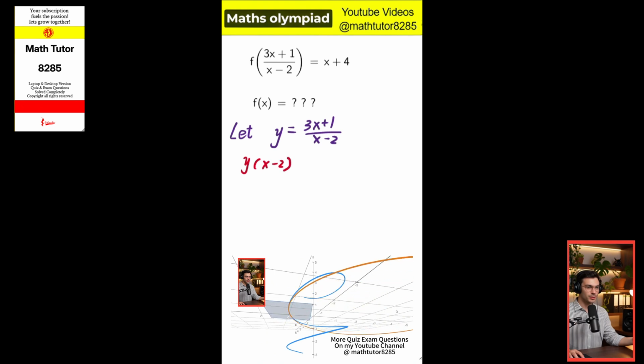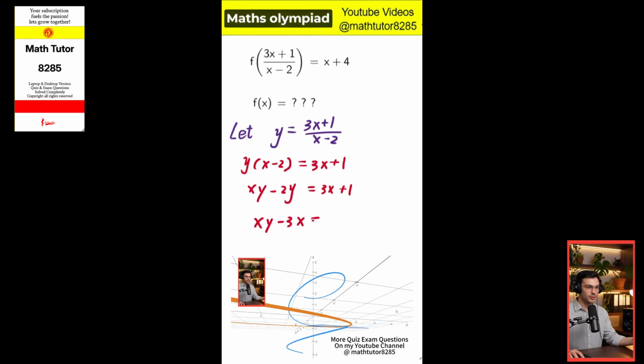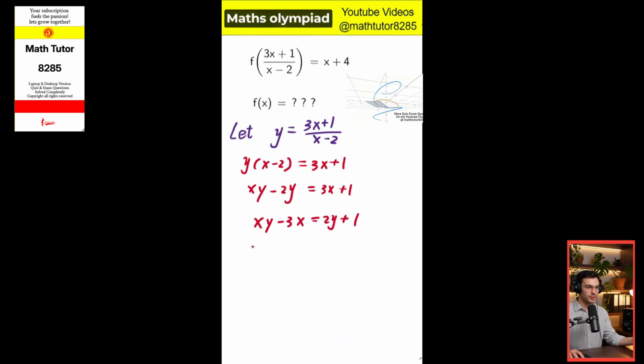Multiply both sides by x minus 2. That gives y times (x minus 2) equals 3x plus 1. Expand and rearrange. Yx minus 2y equals 3x plus 1. Move all terms containing x to one side to collect them together. Yx minus 3x equals 2y plus 1.